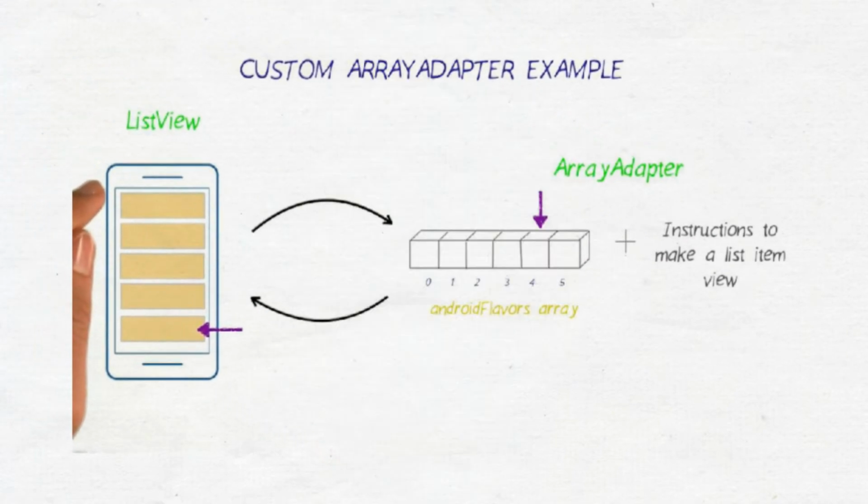Behind the scenes, the ArrayAdapter takes each item in the array, converts it to a string using its toString method, and puts each result into a text view. It then displays each text view as a single row in the list view.